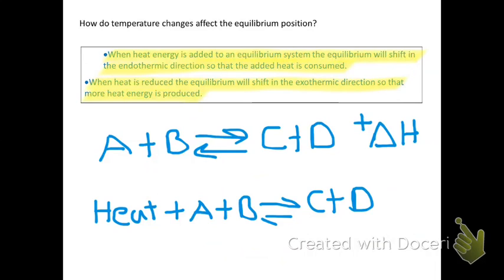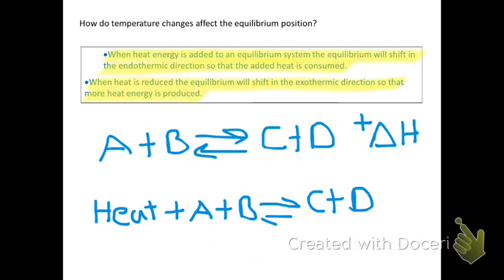Because if we add more heat energy to this reaction, it's going to want to get rid of it, so it's going to shift towards the products, and it's going to favor the endothermic reaction to get rid of it. But what if we get rid of some of the heat energy? In other words, we lower the temperature down.